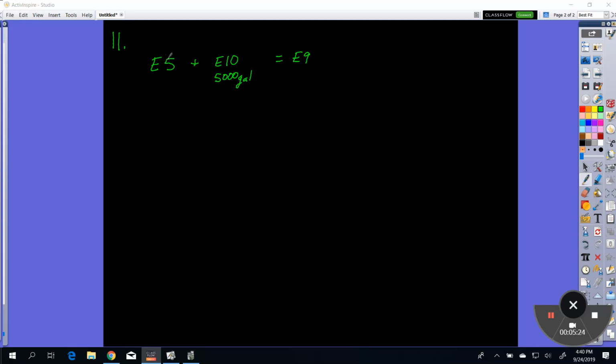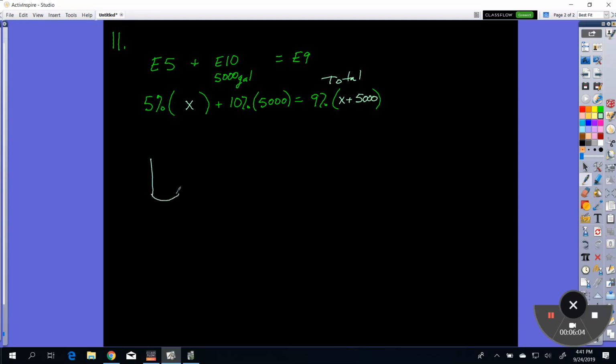So what we're going to talk about is just the ethanol part. We're going to say 5% of so many gallons plus 10% of 5,000 gallons. I have to add these two together, and this 5% is going to dilute it. We're going to get a 9% mixture of something. Now I don't know how much of this one, so I can call it X. If I add X to this 5,000, over here I'm going to have X plus 5,000 as my total amount.